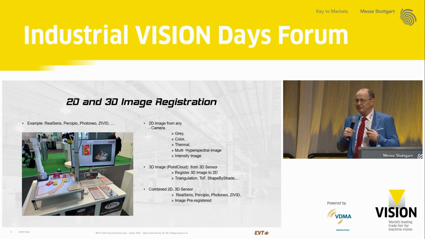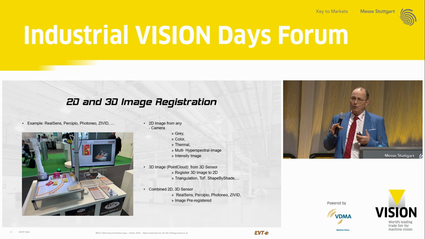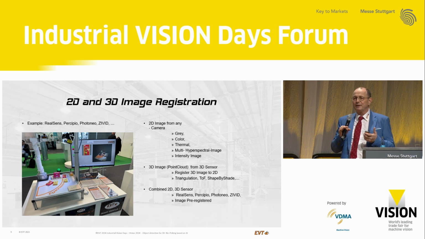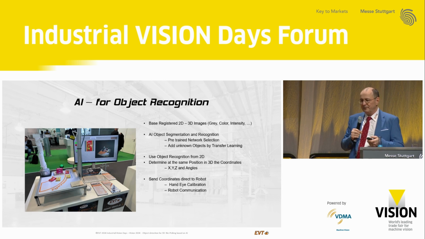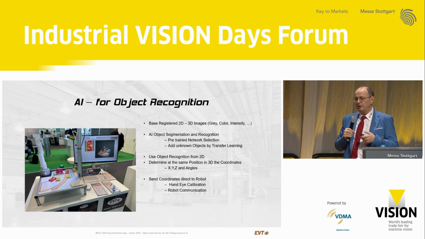One of our main tasks is to enable our users to use whatever camera they want. Therefore, we have integrated in our software all these camera manufacturers. So you simply select the cameras, either a separate one or a combined camera, and then you can directly start with it. And based on that, you can go ahead. You have the two images. You use one pre-trained network. And based on this pre-trained network, you do the object recognition.